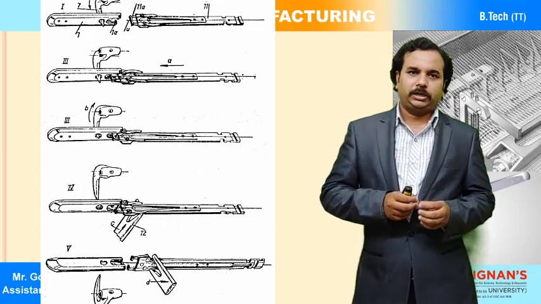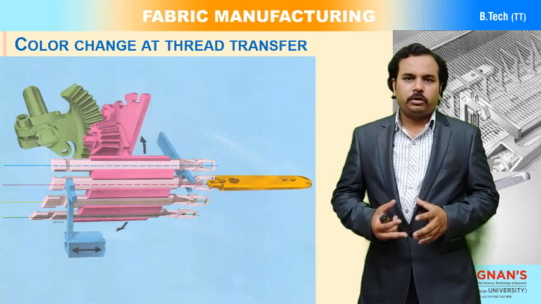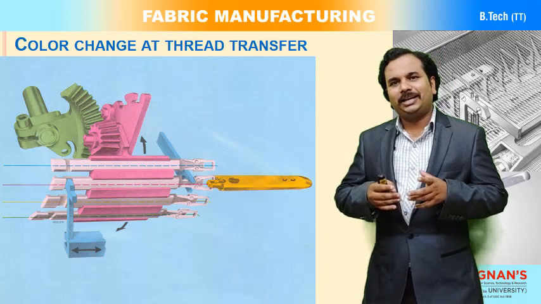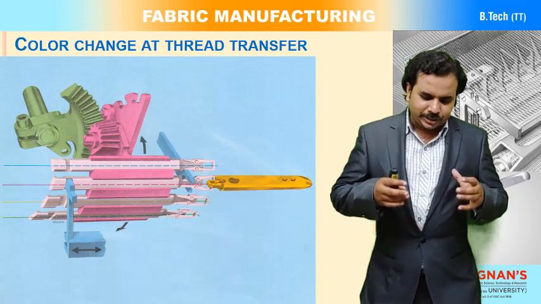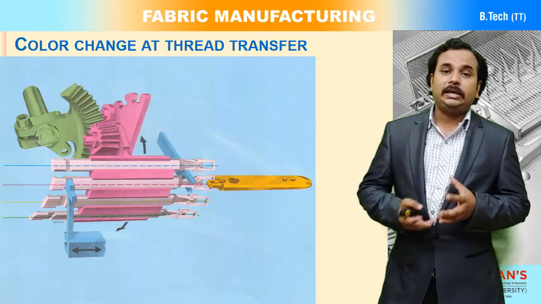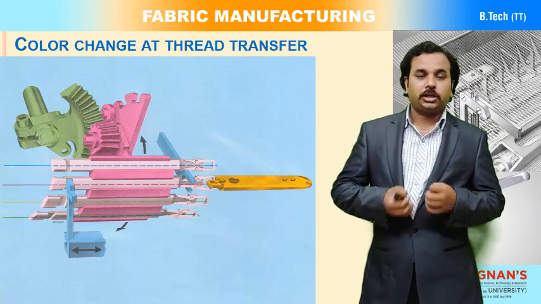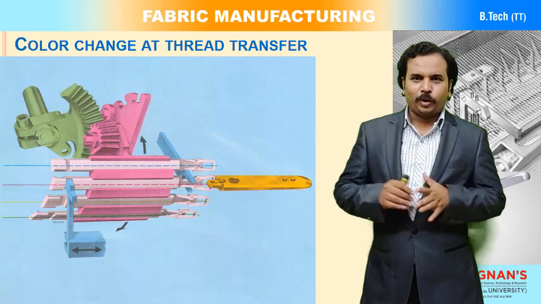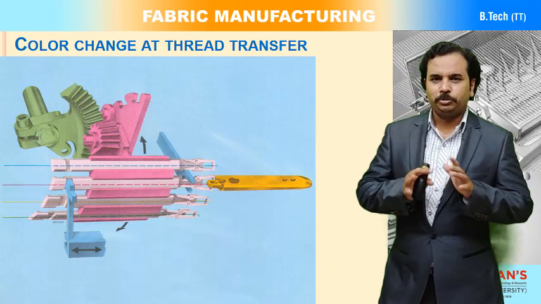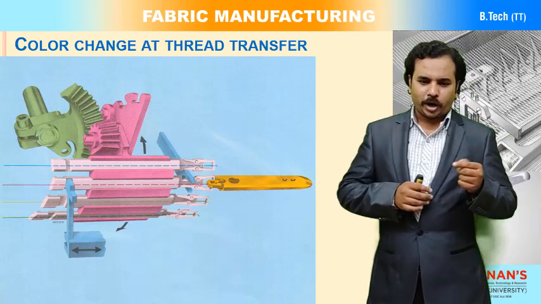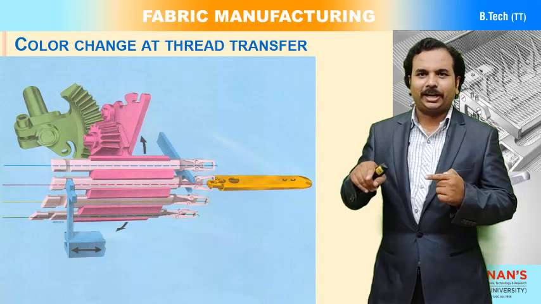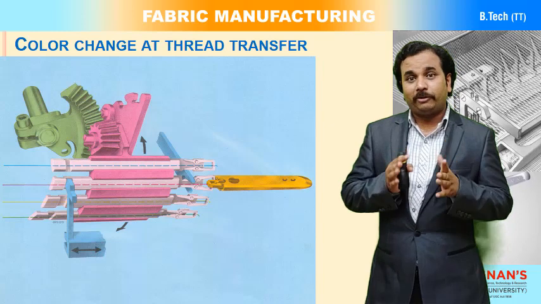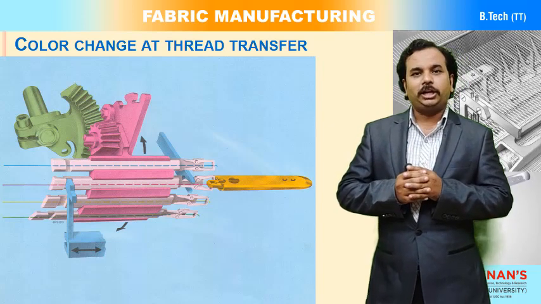Now we'll go on to the next part, called color change at the thread transfer. Shuttleless looms can use multiple weft color threads. For example, if the warp has only one color of thread, and for the weft you require one pick of one color, the second pick of a second color, the third pick of a third color, you can manufacture those kinds of fabrics in shuttleless looms.